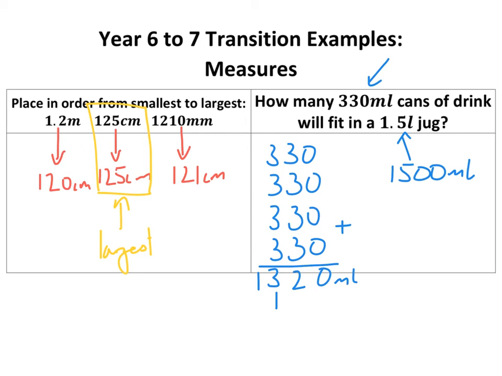Now if I try and fit another one in, I'm doing a different colour so as not to confuse the issue, hopefully. So 1320 plus another 330. Well, I can already tell that's going to go over 1,500. Oops, that should be a 5. There we go. So that's too big. I could fit a bit of it in, but I'd have some left over, which would be slightly annoying. So therefore my answer for this is 4.